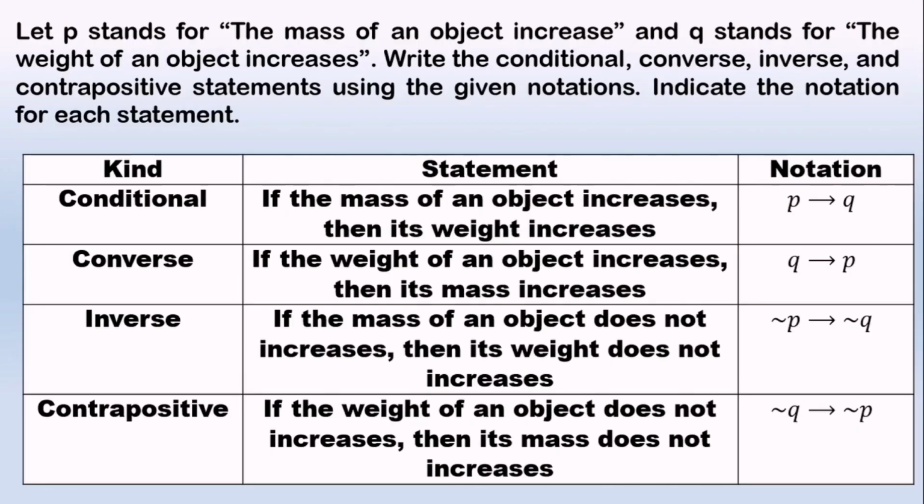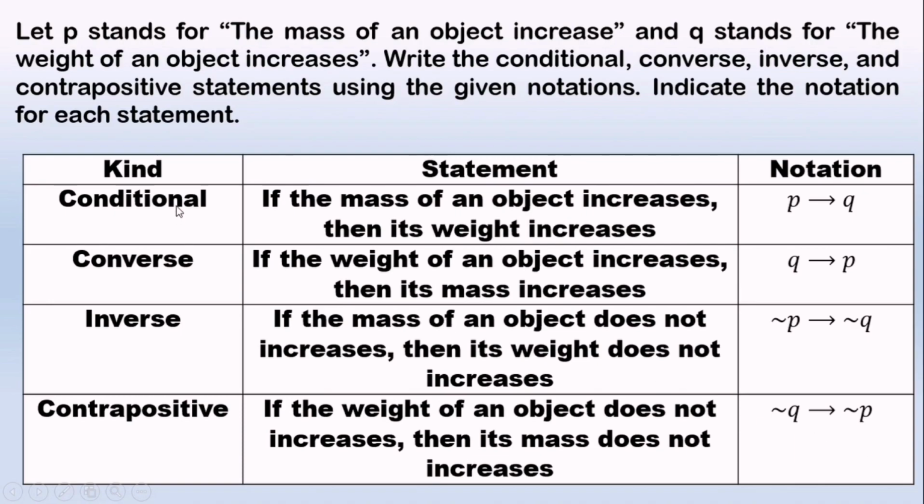Let P stand for the mass of an object increases and Q stand for the weight of an object increases. So write the conditional, converse, inverse, and contrapositive statements using the given conditions, and indicate the notation for each statement. So here, conditional, meron na tayong P doon, the mass of an object increases, then ang Q natin, the weight of an object increases. So dadagdagan lang natin siya ng if, tapos then. Yun lang. Tapos ang notation, P implies Q, Q implies P. Sa converse, ang inverse naman, not P implies not Q. Ang contrapositive is not Q implies not P.